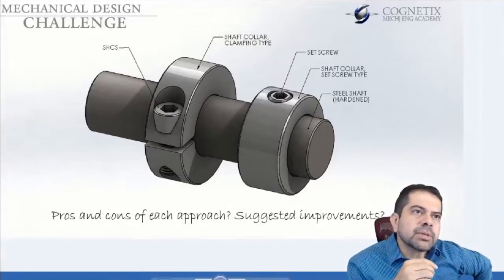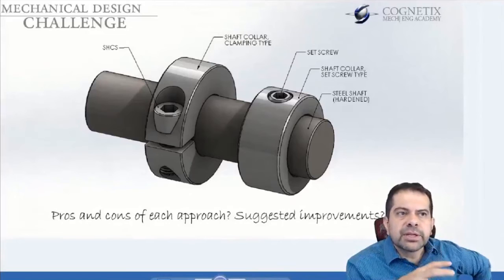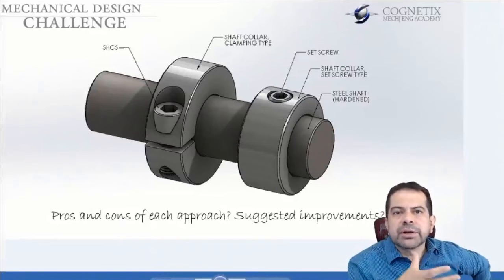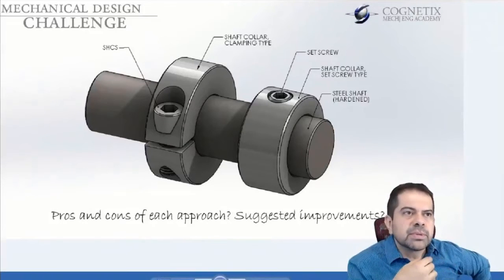And the shaft collar that you see there on the left is usually referred to as a clamping type, sometimes called a split collar. There are various names that we use, but clamping type, split collar, that kind of a name is usually used for these types.